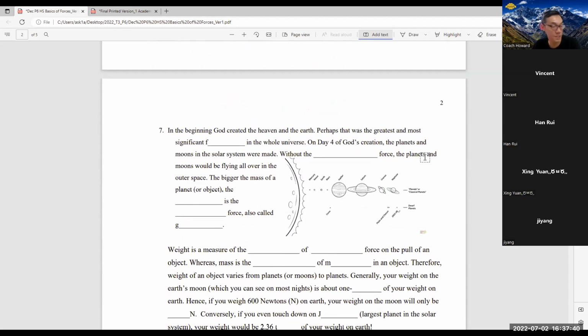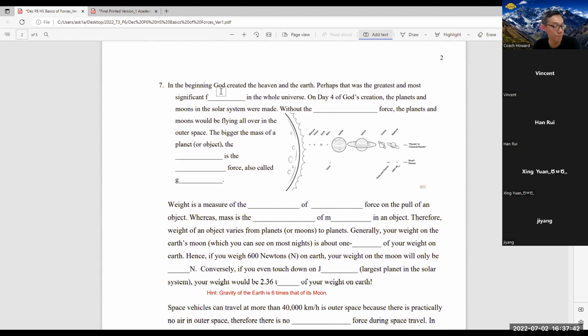Okay, next one is a cloze passage. This is a science cloze passage. In the beginning, God created the heaven and earth. Perhaps that was the greatest and most significant force in the whole universe. On day 4 of God's creation, the planets in the solar system were made. So without the gravitational force, because as you know, in the solar system the sun is in the center, the gravitational force of the sun actually holds the planets. Without the gravitational force, the planets and the moons would be flying all over in outer space.